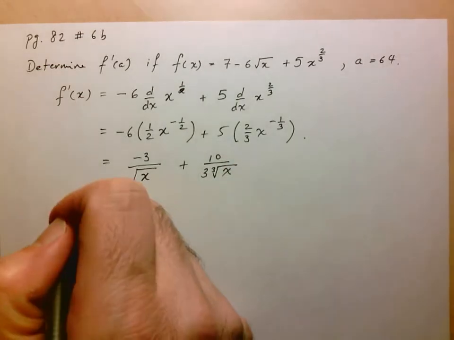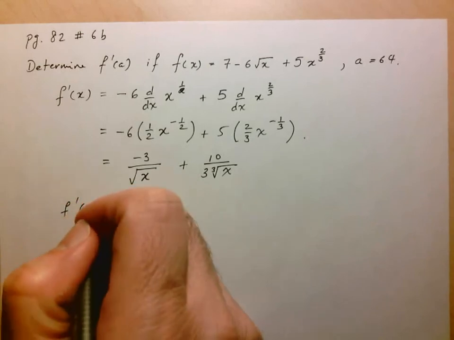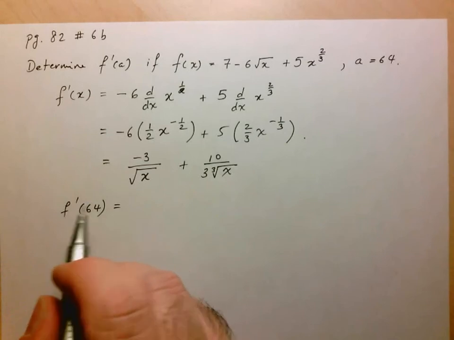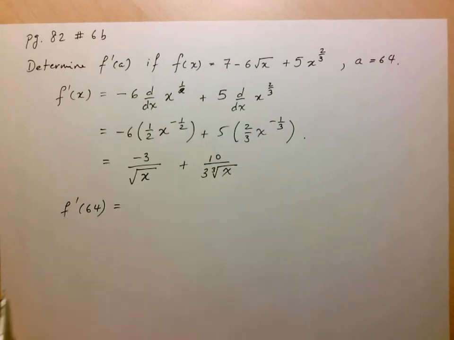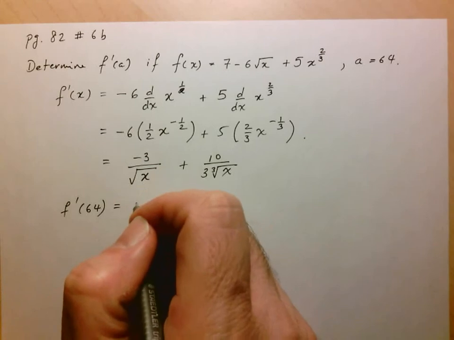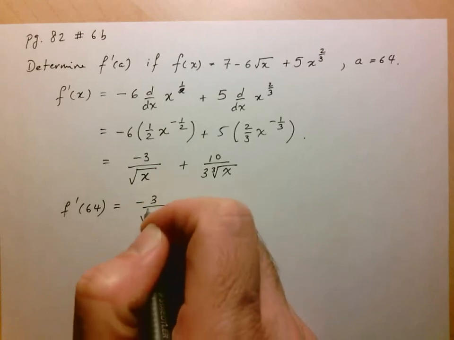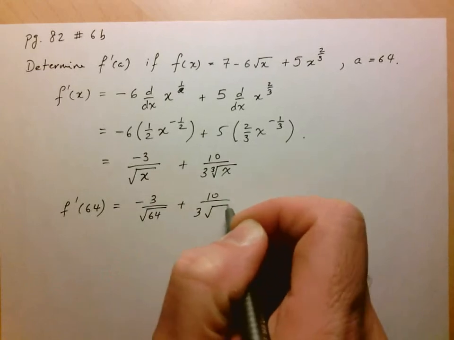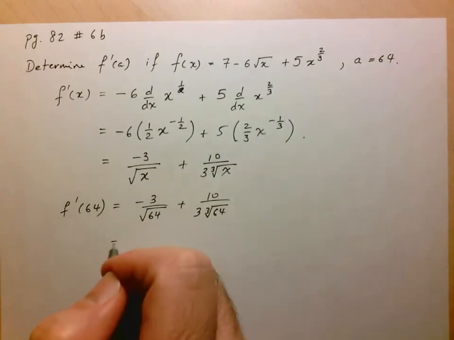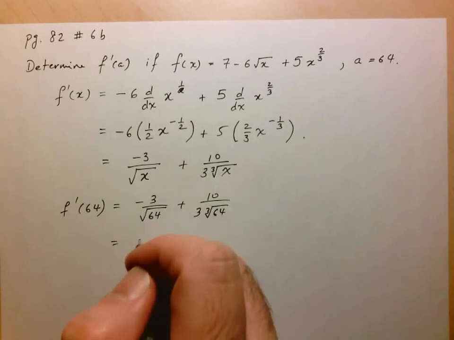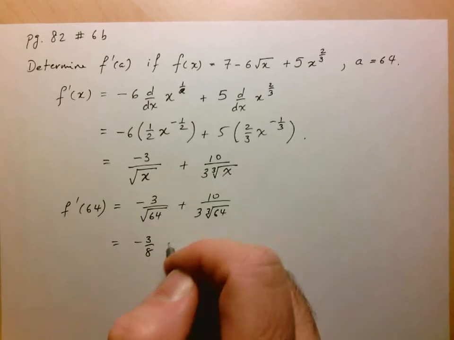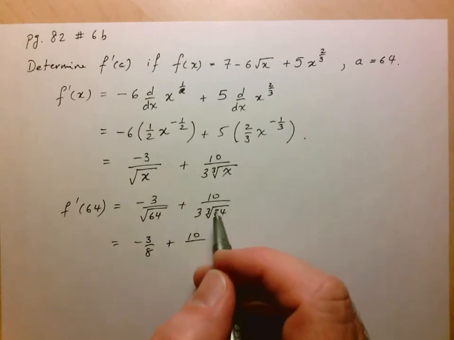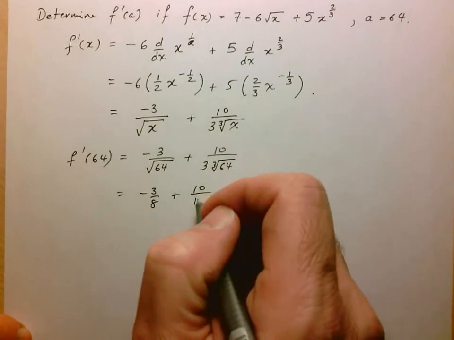Now at this point, I can determine f prime at 64. This represents the derivative of the function f at x equals 64, and we'll just input that into our equation. So negative 3 over square root of 64 plus 10 over 3 times cube root of 64. Square root of 64 is 8, so we have negative 3 over 8 plus 10 over 3 times, well, the cube root of 64 is just 4, so 3 times 4 is 12.